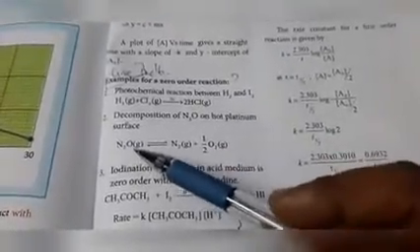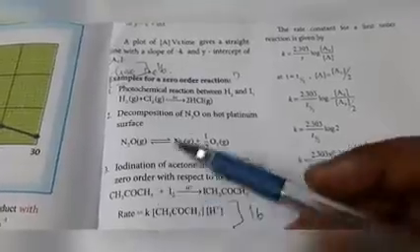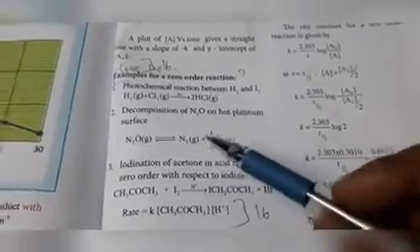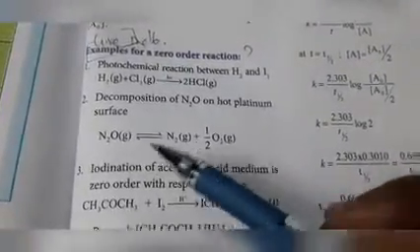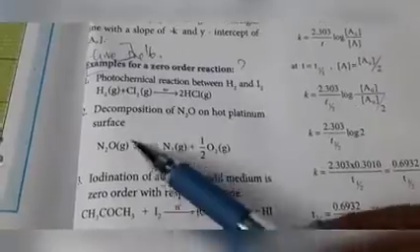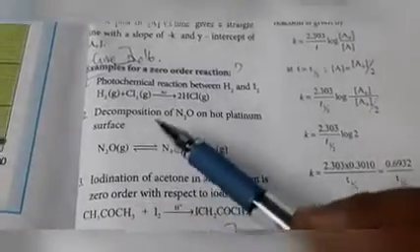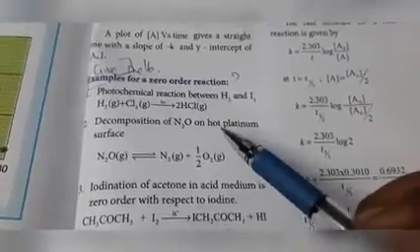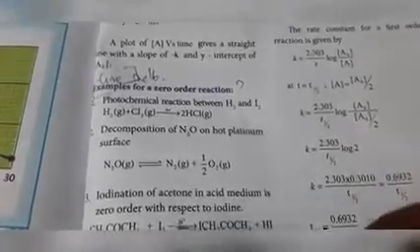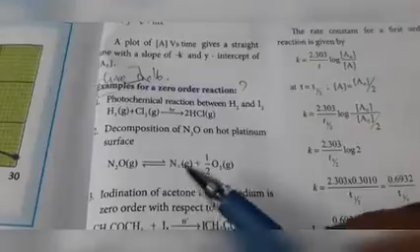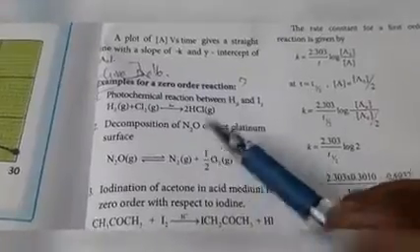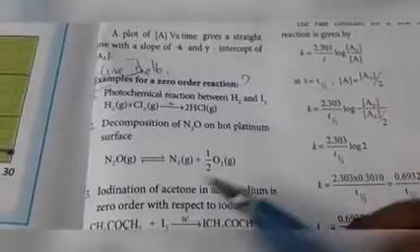Second one, decomposition of N2O. Decomposition means splitting. So this compound splits into N2 and half O2. The rate of the reaction does not depend on N2O here, because the decomposition takes place on a hot platinum surface only. So the rate does not depend on N2O, it depends only on the hot platinum surface. So this is the second example.